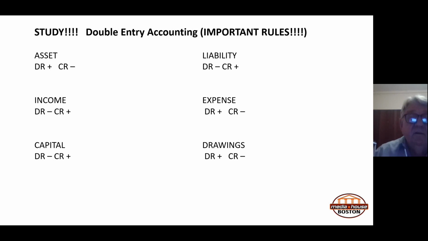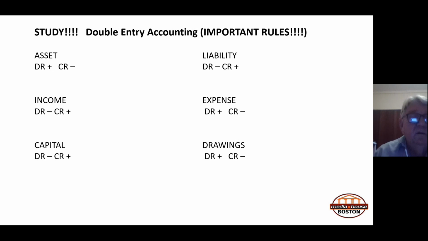Liabilities, that's things that you owe, that you have to pay to other people, money that you owe. In that case, it's the other way around. If we debit a liability, we reduce it. And if we credit a liability, we increase the amount.